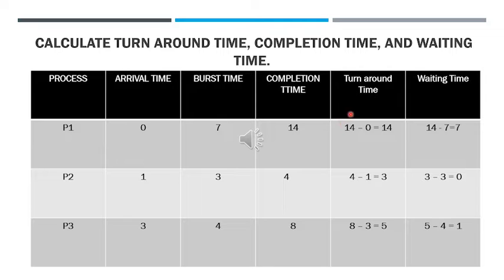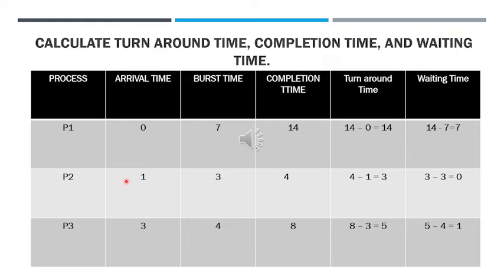To get the turnaround time, we will subtract the arrival time from the completion time. So the completion time of P1 is what again? It is 14 and the arrival time of P1 is 0. So 14 minus 0 is equal to 14. Waiting time. To get the waiting time, we will subtract the burst time from the turnaround time. So what is the turnaround time of P1? It is 14, right? So 14 and the burst time of P1 is 7. So 14 minus 7 is equal to 7. Now we go to the next.